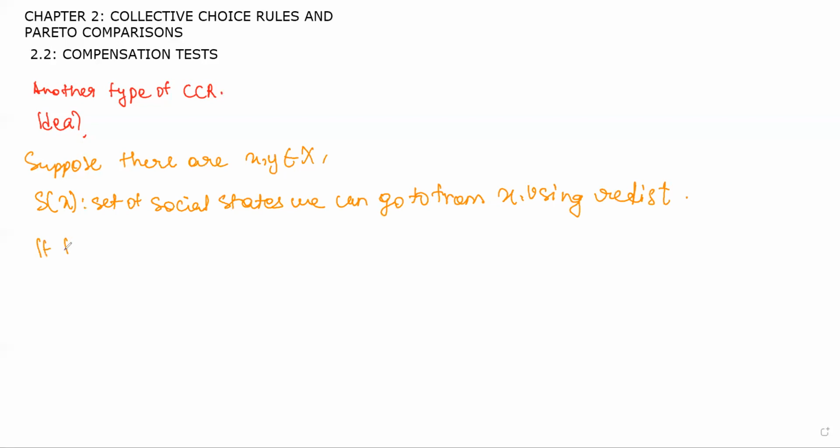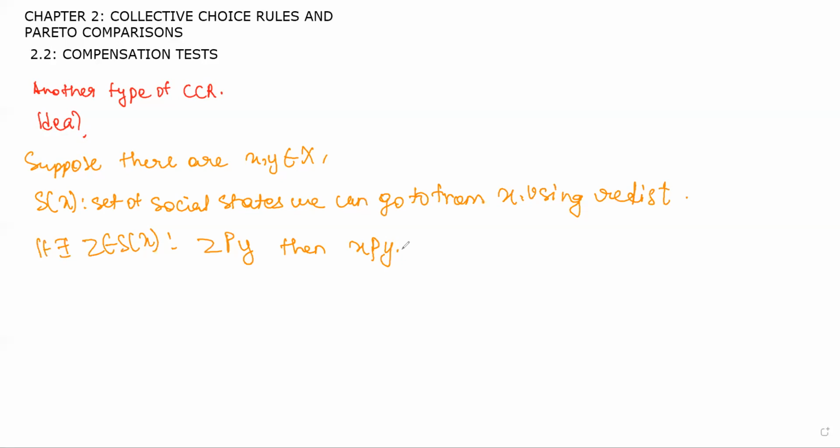Now, if there exists z belongs to S of x such that z p y, then x p y. This should be intuitively very clear. If there are two social states x and y, you can go to z from x using some redistributive measure such that z is better than y, then x should also be called better than y, because we can easily just go from x to z and since z is better than y.